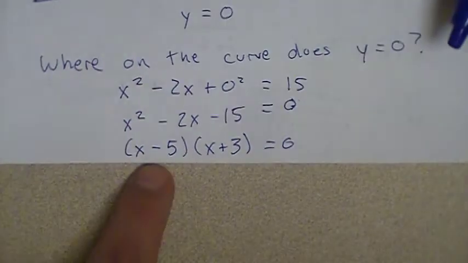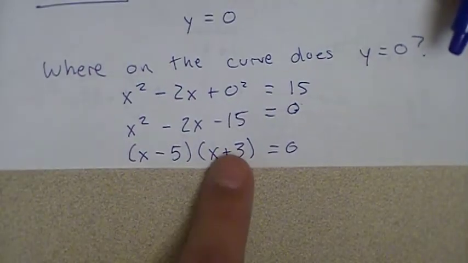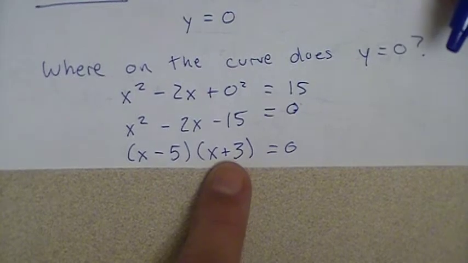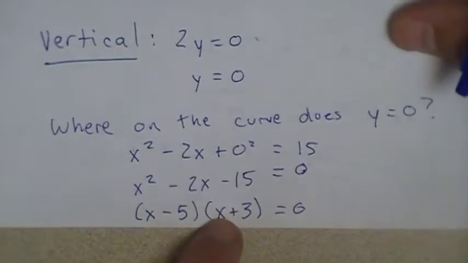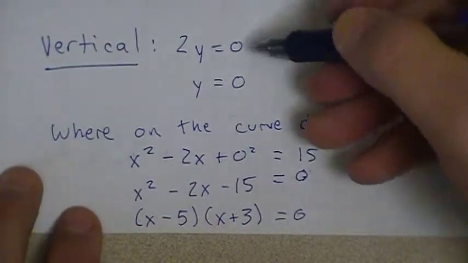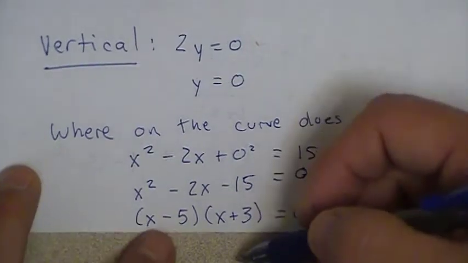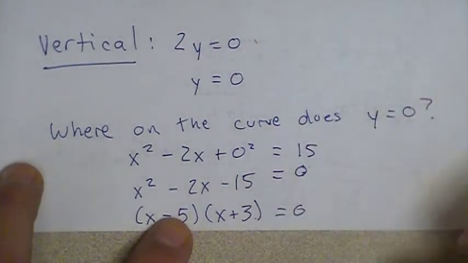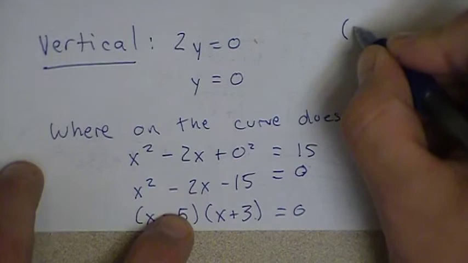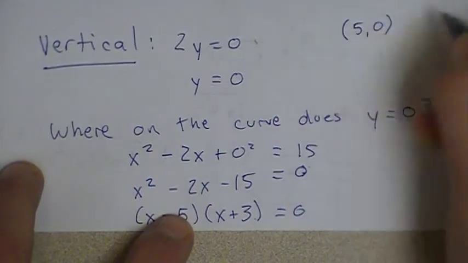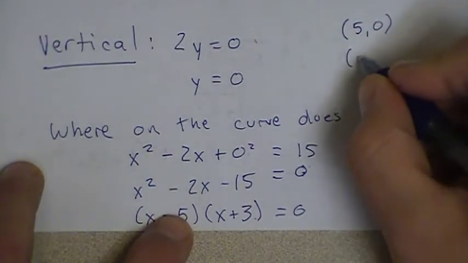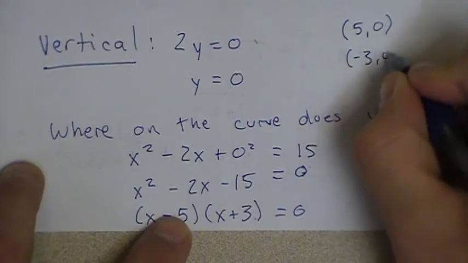So this factor is equal to 0 when x is 5. This factor is equal to 0 when x is -3. So we'd have two places on the curve where we have vertical tangents. Both would have a y coordinate of 0, and then the x coordinates would be 5 and -3. So our vertical tangents occur at (5, 0) and (-3, 0).